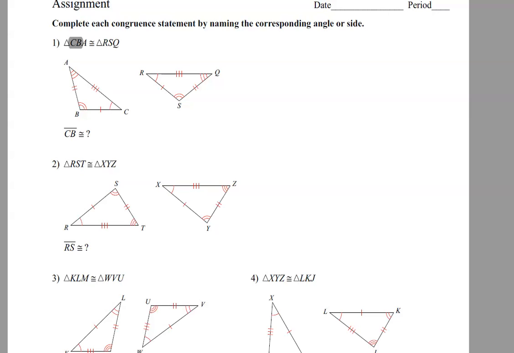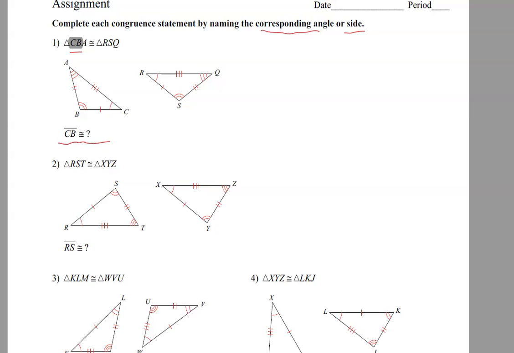So the first handful of questions say complete each congruent statement by naming the corresponding angle or corresponding side. When we look at number one, there's really a couple of ways that we could have approached this. When you see that triangle CBA is congruent to triangle RSQ, and you are told to find what segment is congruent to segment CB, there's really a couple of different ways we could do that. Since I want to know CB, look up here at this first triangle. See what I have highlighted? See how C is the first term and B is the second term?